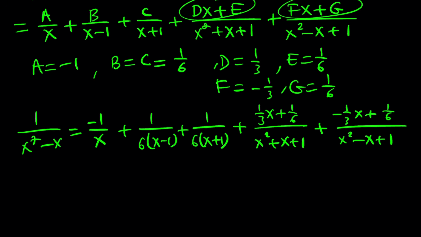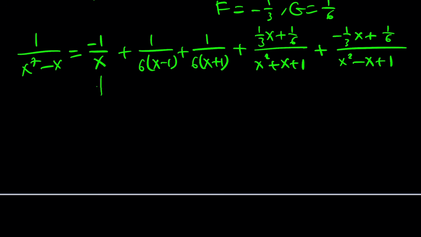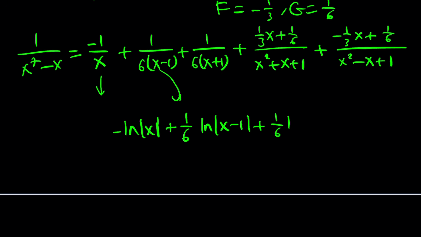Now we're going to go ahead and integrate term by term. Okay? So from here, if you actually integrate this, this is going to be super easy, right? It's going to be negative ln of the absolute value of x. And then this expression is going to bring more stuff, so let's go ahead and write it down. We're going to get 1/6 multiplied by ln absolute value of x minus 1, and then plus 1/6 ln absolute value of x plus 1. That takes care of all these terms, the linear ones.